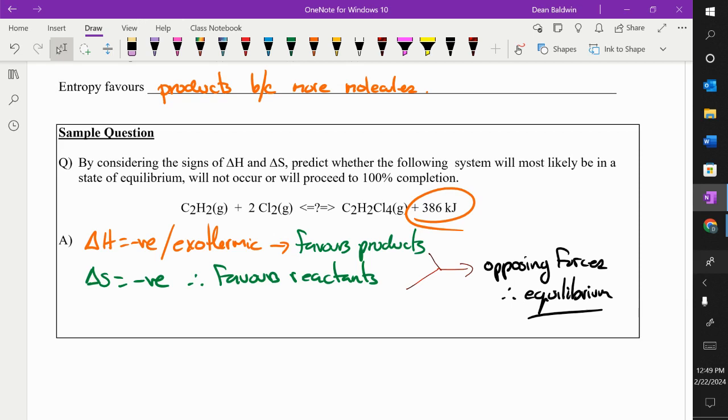So entropy, you want to go towards more randomness. The reaction will always go in that direction, or it'll be pushed in that direction by entropy. Enthalpy always wants to go in the more stable direction, which is the exothermic direction, whether the exothermic is the reverse process or the forward process.